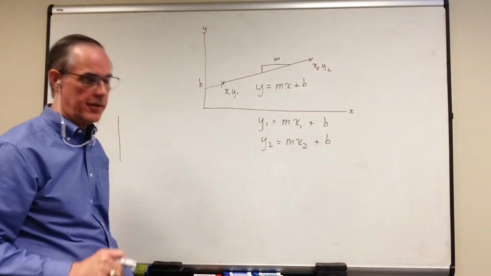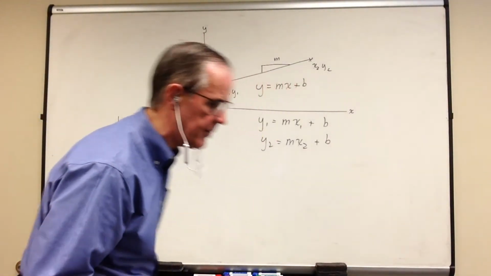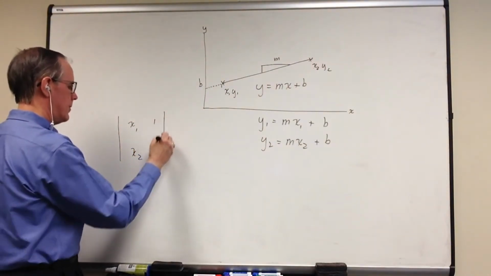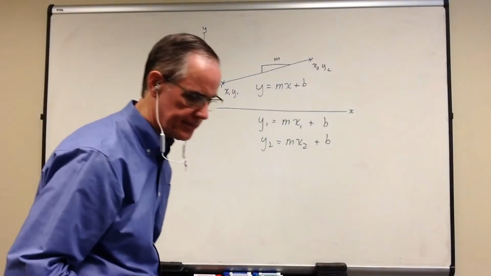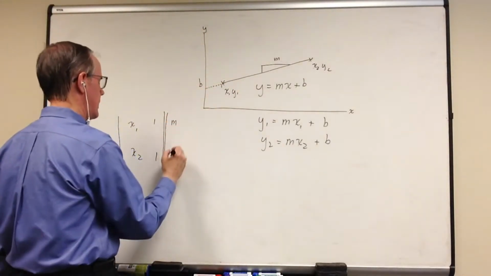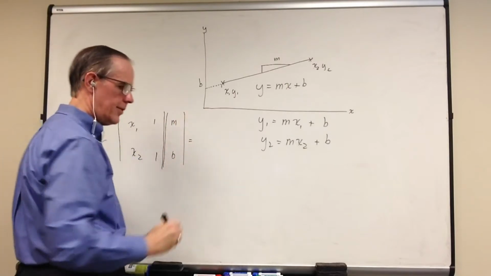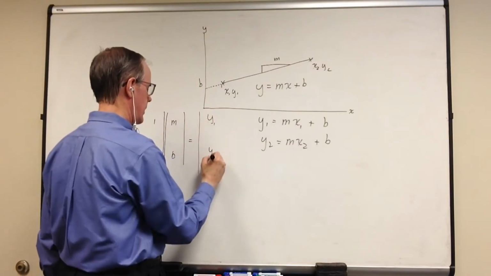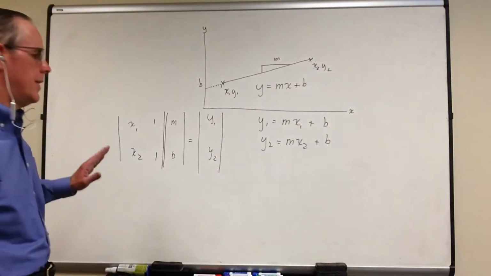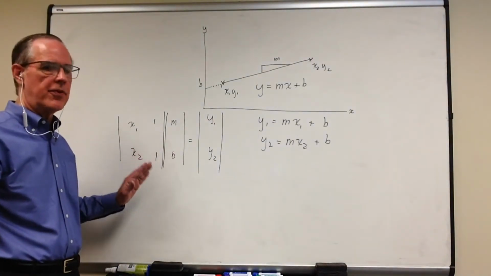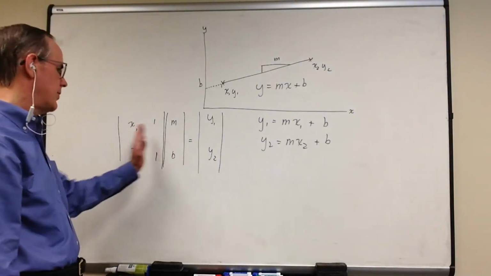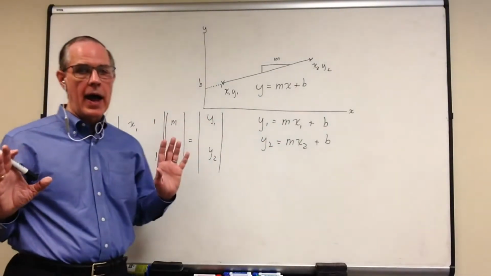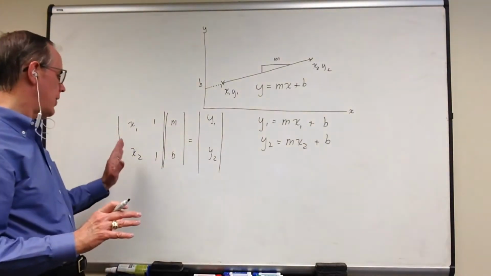And I've got notes over here, so that's why you see me looking at them. The matrix with rows x1, 1 and x2, 1, times the vector m and b, is equal to the vector y1 and y2. That may not be obvious up front if you're familiar with it, but that's taking this, you get this. Now, everything is good.